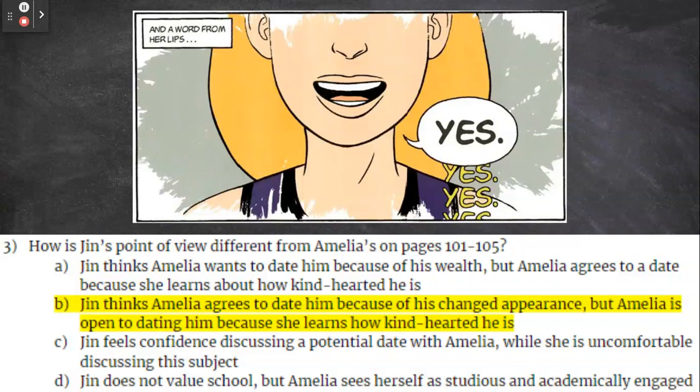And we wouldn't see that if the story was told from a different point of view. If this story was only told from the first point of view, from, say, Jin's perspective, we wouldn't know the real reason that Amelia says yes.